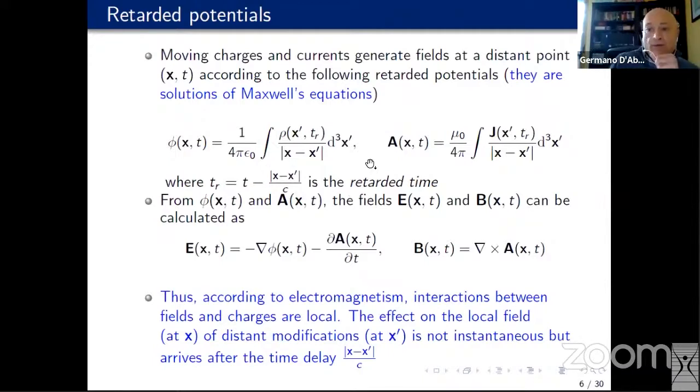Well, for completeness, it must be said that also the advanced potentials are legitimate solutions of Maxwell's equations. In the case of the advanced potentials, the fields depend upon the future values of charges and currents. Obviously, advanced potentials are usually discarded since they are considered to be unphysical. In any case, it must be said that the mathematics behind Maxwell's equations does not require that the information must necessarily move from the past at a finite speed. We have only chosen the retarded potentials as solutions of Maxwell's equations because they seem to be more physical. They are more physical, actually.